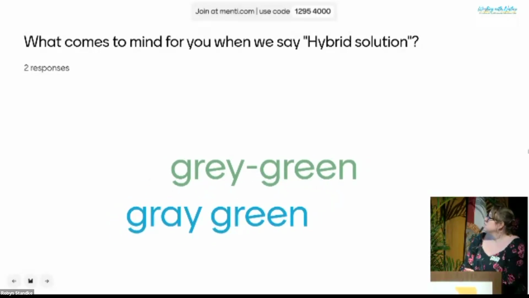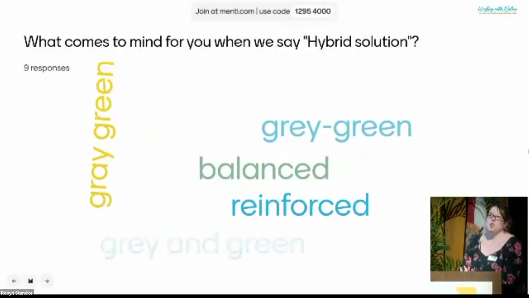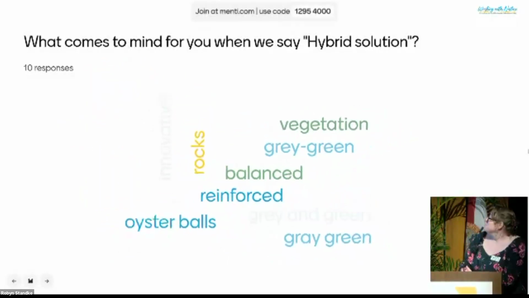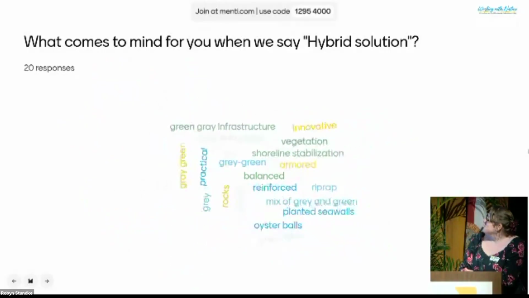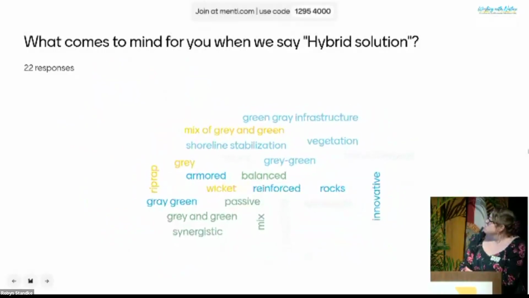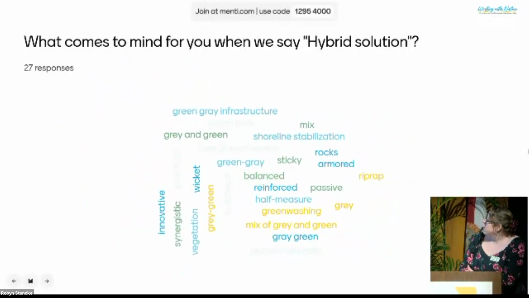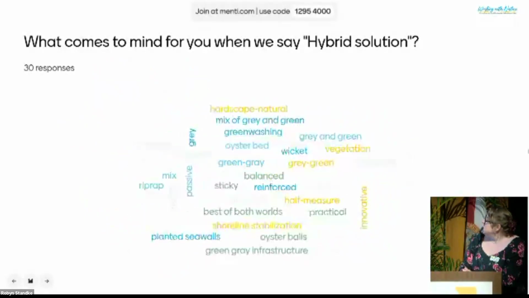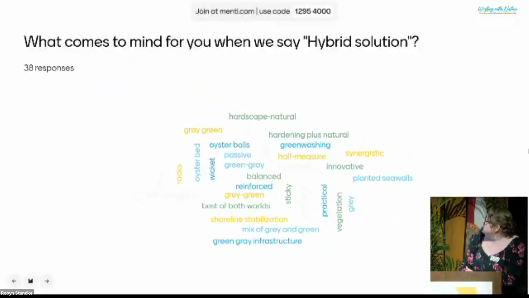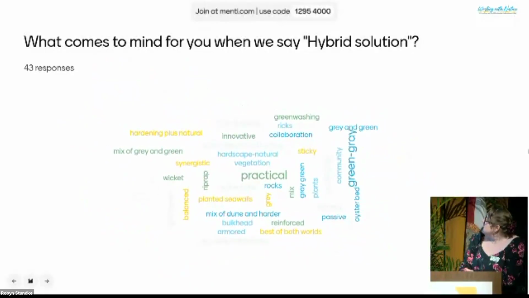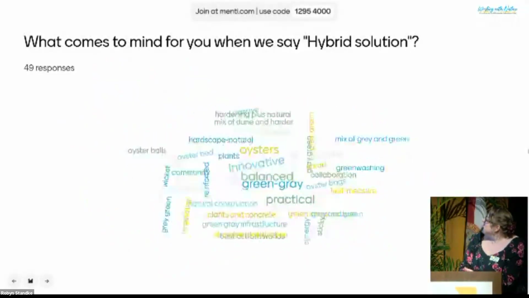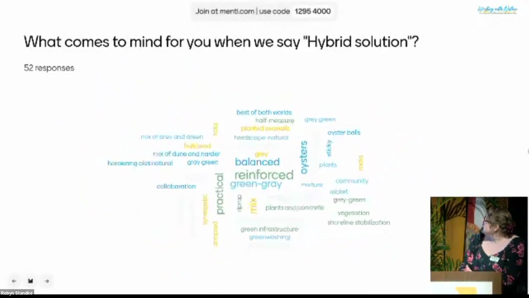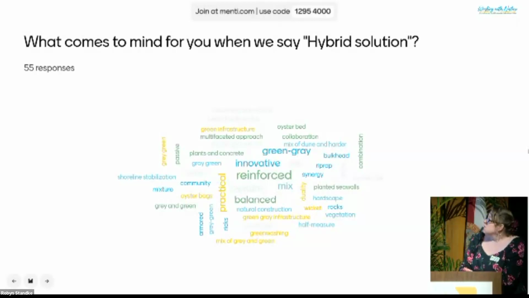Okay, gray, green. Some variations of gray and gray spelled both ways. Synergistic. So there's some really good words here that talk about that sort of continuum. Riprap, reinforced. I think there's something about sticky wicket in there. Hardscape, natural. Best of both worlds. Okay.